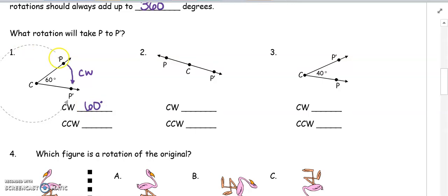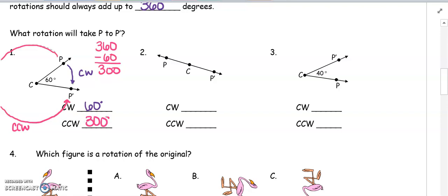Or I could go from P to P prime the other way, and I like this little circle here because I'm just tracing over it. This would be my counterclockwise. Do you see how the purple and the pink together make that full circle? To figure out the counterclockwise rotation, all I have to do is subtract from 360. I could say 360 minus 60, and I will get 300 degrees.